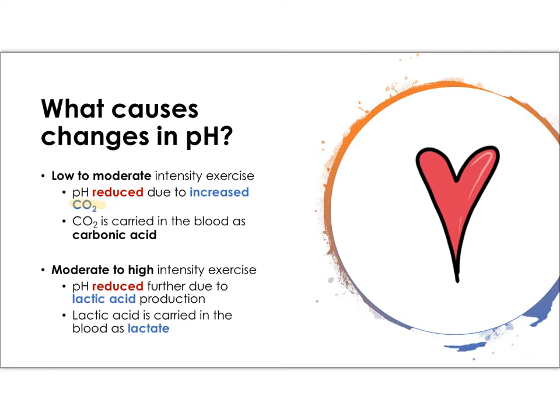First of all, it comes out of the working muscle, out of that muscle cell, and it gets put into the bloodstream via those capillaries. When it's in the bloodstream, it doesn't stay as carbon dioxide, it turns into carbonic acid. And obviously the name gives it away, doesn't it? So it's going to reduce the pH of your blood.